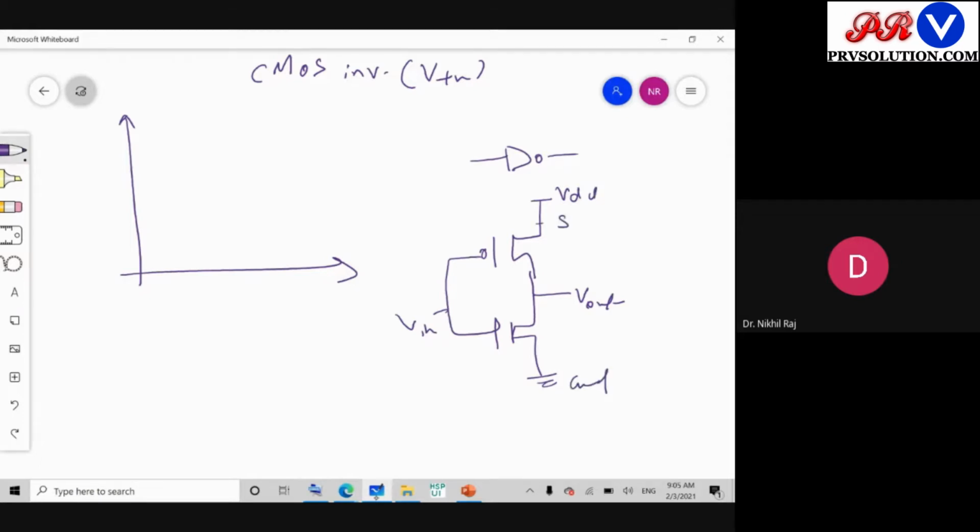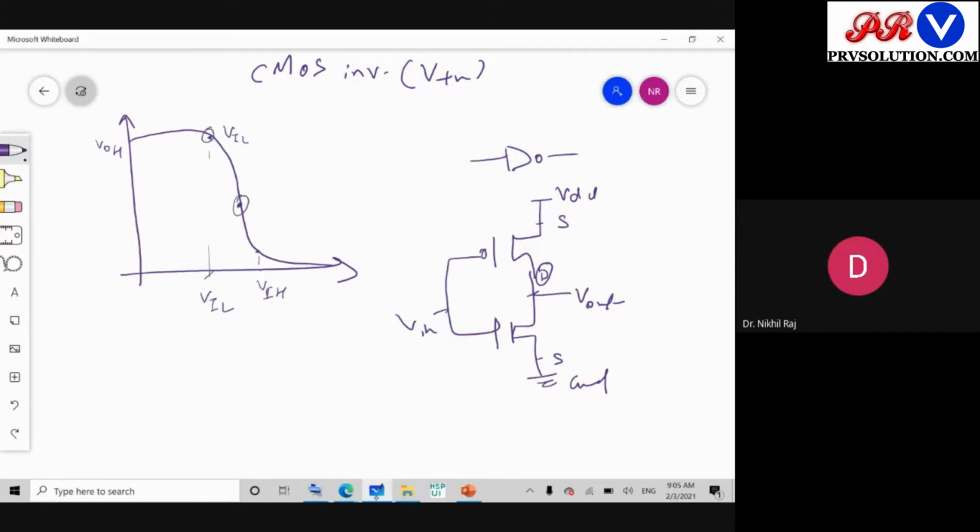This was your source terminal for PMOS. This is the source terminal for NMOS, and this is the common drain for both. And the curve was like this. Here was your VIL at this point. Here, whatever cut is VIL, and here it is somewhere VOH. Similarly, at this point it was VIH.